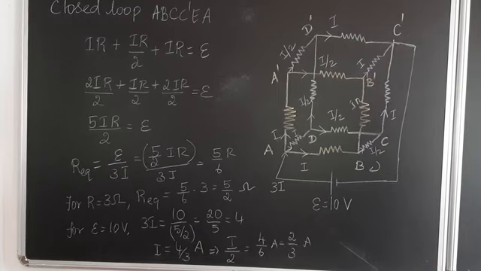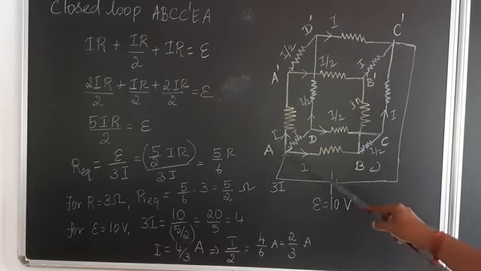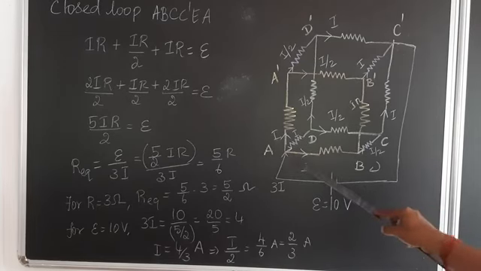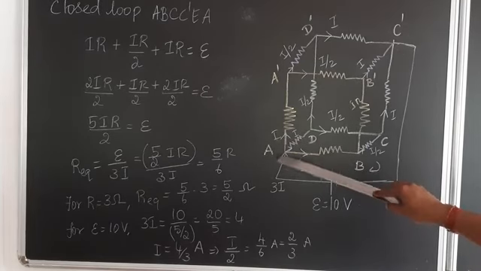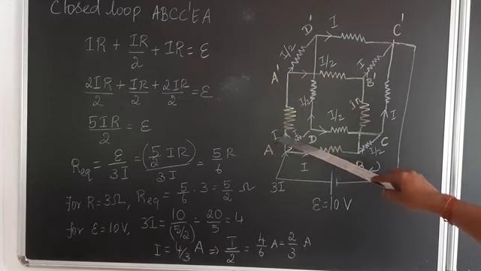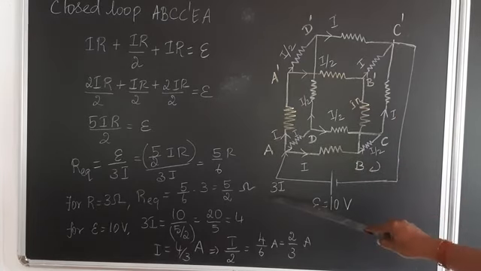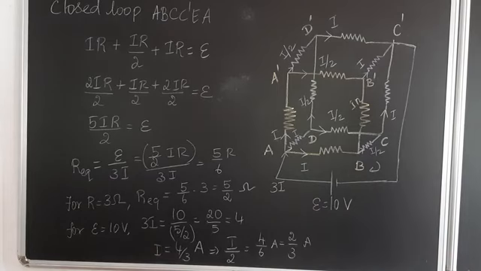Here we have one EMF, that is the battery, of 10 volt. The positive terminal is connected to the point A and the negative terminal is connected to the point C dash. Here the current 3I is going to split up this way: AB as I, AD as one more I, and AA dash as one more I. So I plus I plus I gives 3I, according to Kirchhoff's first rule, KCL.